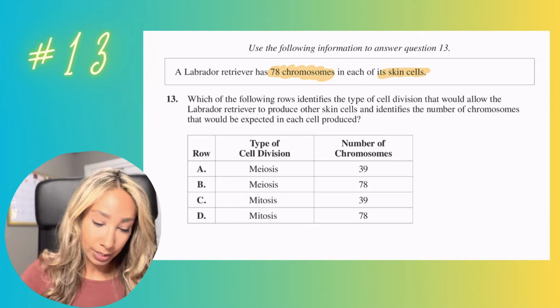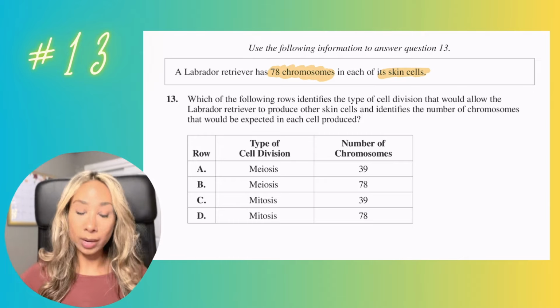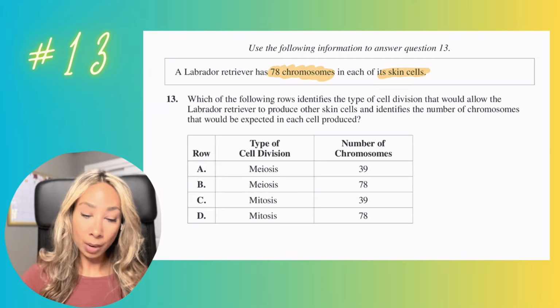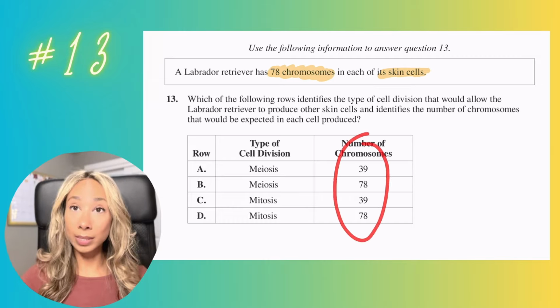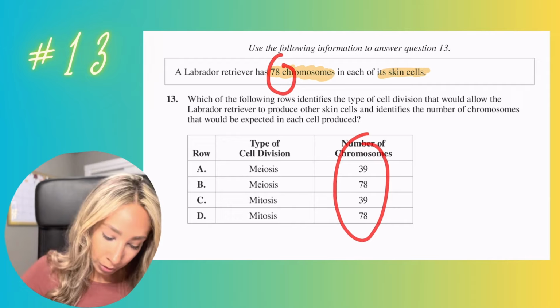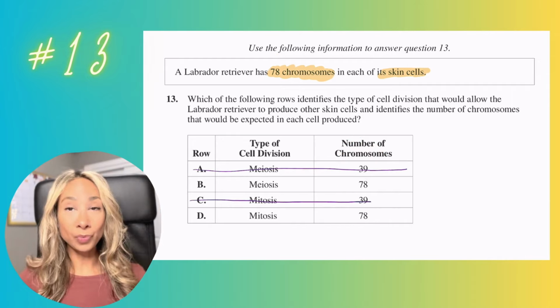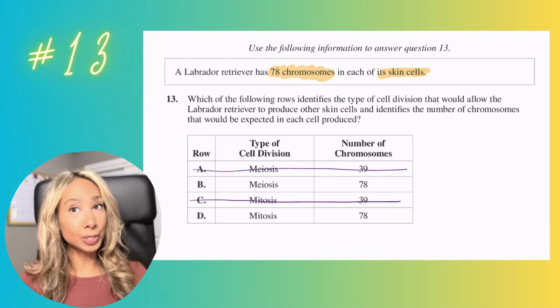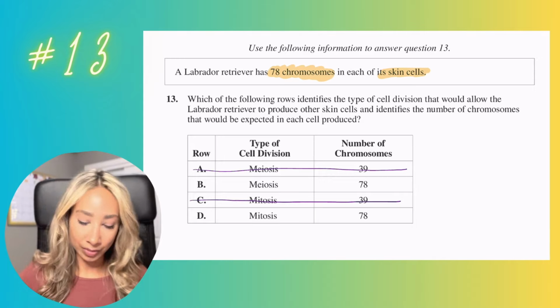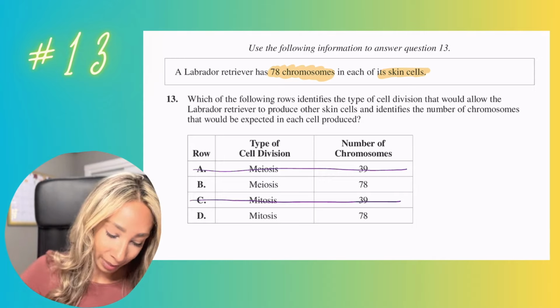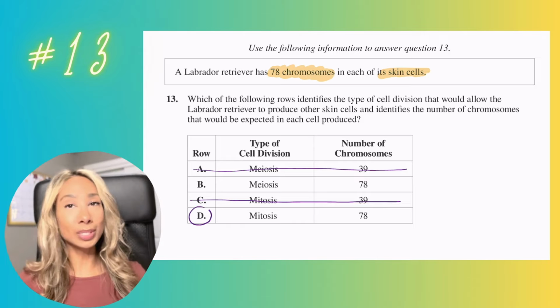So in order to answer this, the first thing I can do is look at which of my numbers of chromosomes are identical to the ones in the skin cells. Well, there are only two options for those. And then, as I said before, it has to be related to mitosis because mitosis is used for growth and cell division. So our only option that is mitosis with the same number of chromosomes is option D.